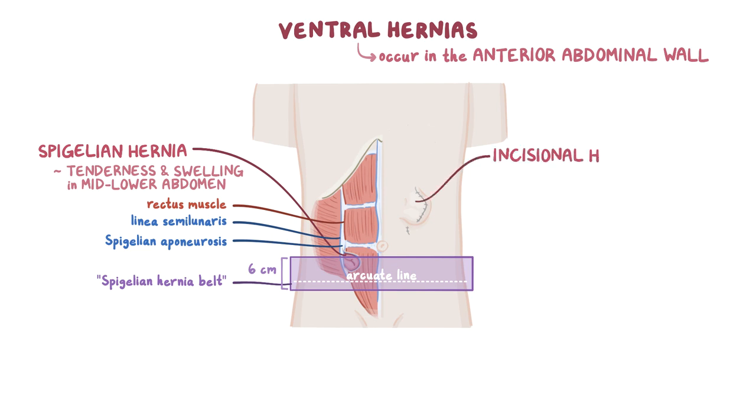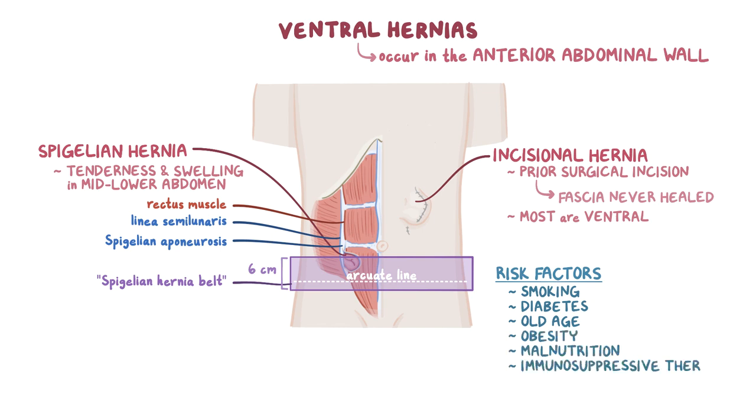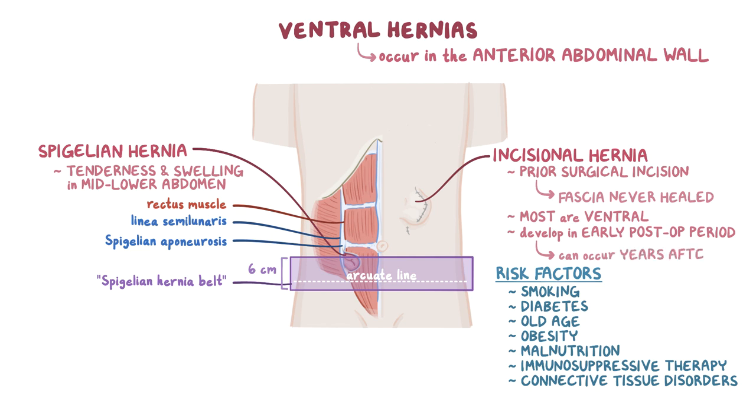Fourth, there are incisional hernias which develop where a prior surgical incision was made and the fascia never fully healed. Since most abdominal incisions are made in the anterior abdominal wall, most incisional hernias are ventral hernias. Risk factors for poor healing include smoking, diabetes, old age, obesity, malnutrition, immunosuppressive therapy, and connective tissue disorders. Incisional hernias typically develop in the early postoperative period, but can sometimes occur even years after surgery.